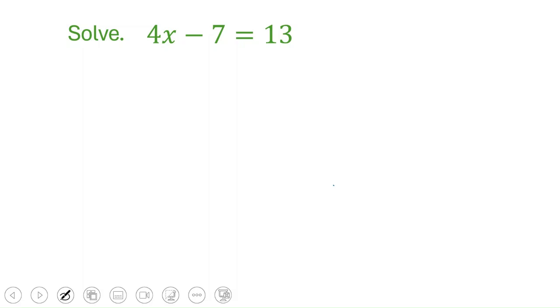I like to start solving equations by clearly defining the two sides of the equation, and I do that by drawing a line right through the equal sign down. So we have a left side of the equation, and we have a right side of the equation. We are going to follow the order of operations backwards.